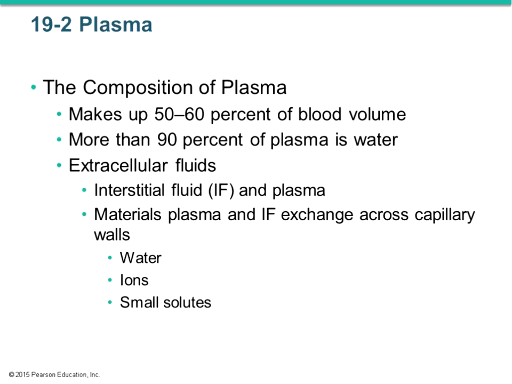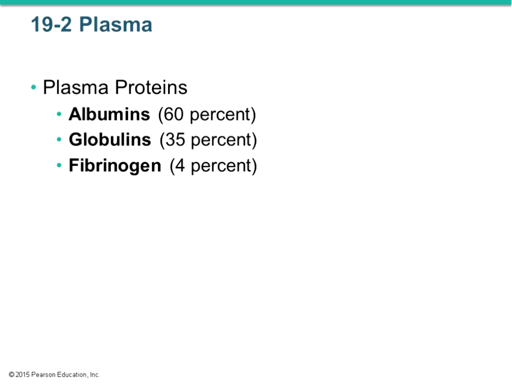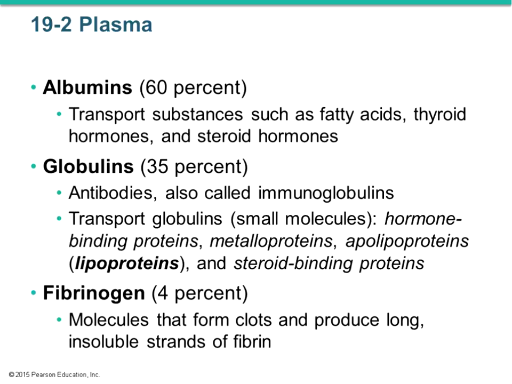Composition of the plasma, look at the plasma first. As we said, more than half of your blood is plasma, okay? And more than 90% of that is water, okay? So it's mostly water, but it has ions and solutes and other nutrients and other types of things floating in the plasma as well. The plasma proteins, which make up about 7% of the plasma, consist of three primary types of plasma proteins: albumins, globulins, and fibrinogen. So you can see the albumins are really 60%, so that's a big portion.